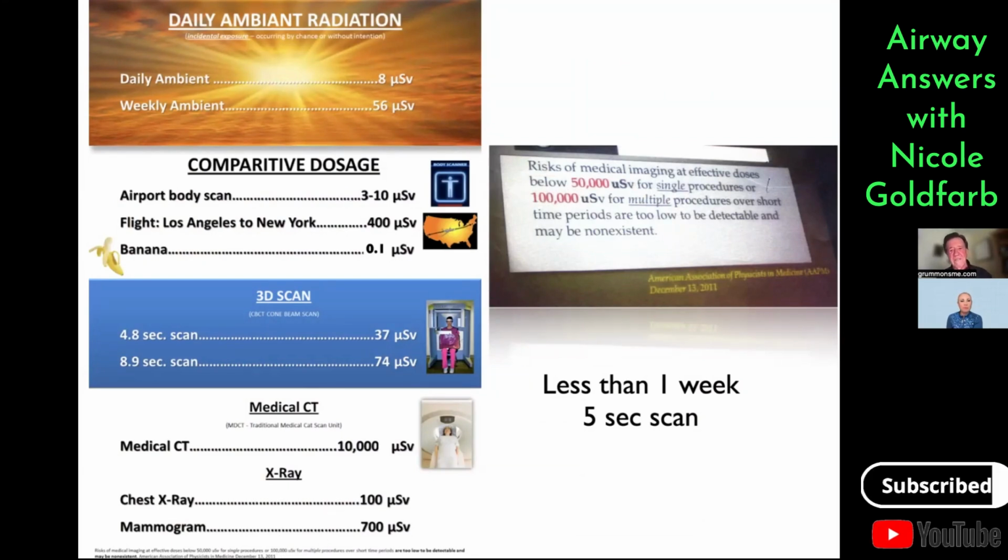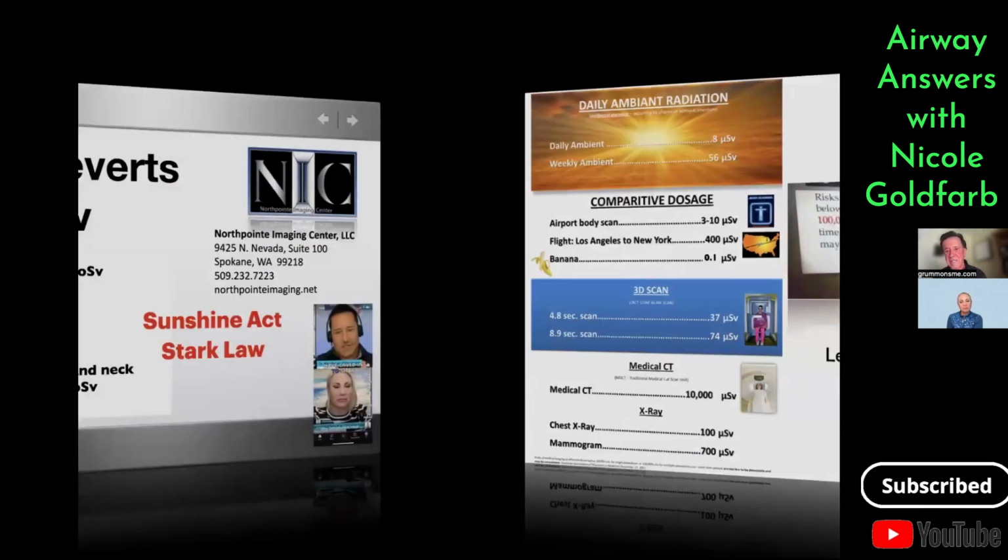Airport body scan, cross-country flight. So airport, 5 to 10 microsieverts. If you go through that scan, 400 cross-country. Medical and so on are way up as far as numbers. So what we get with the scan is actually less than ambient in a week.